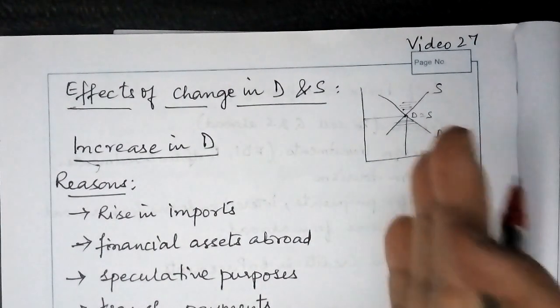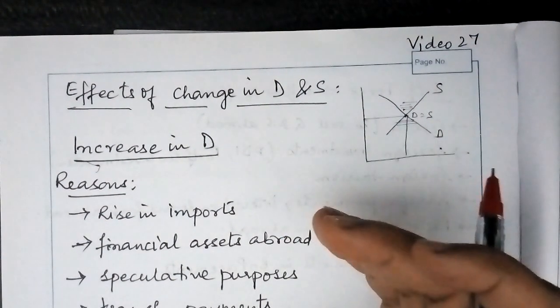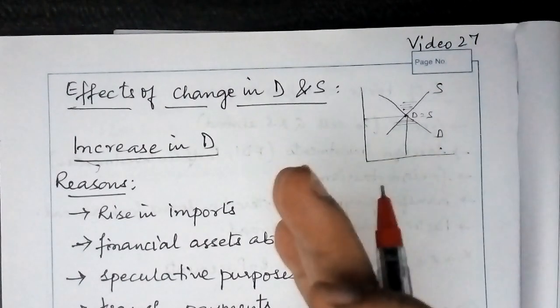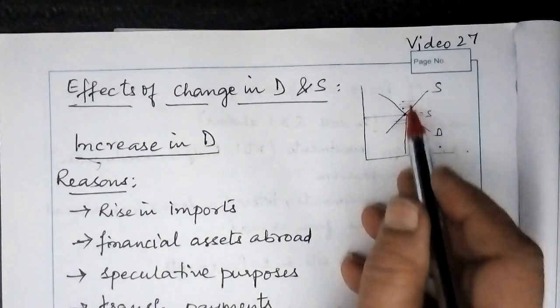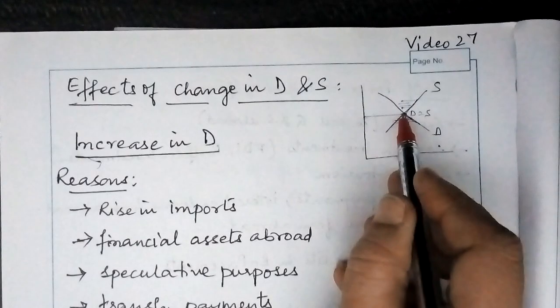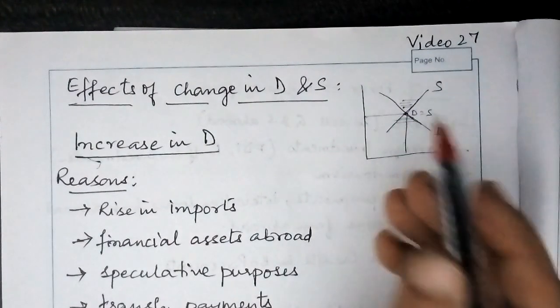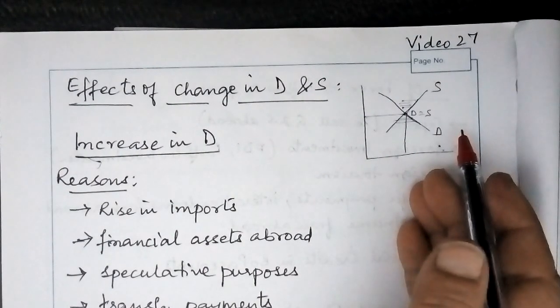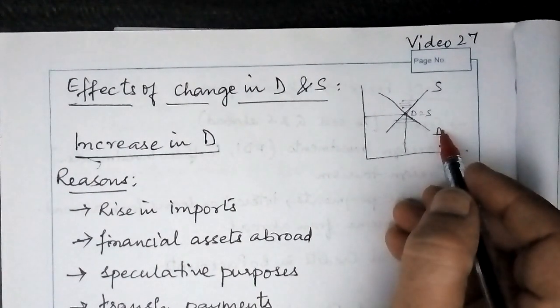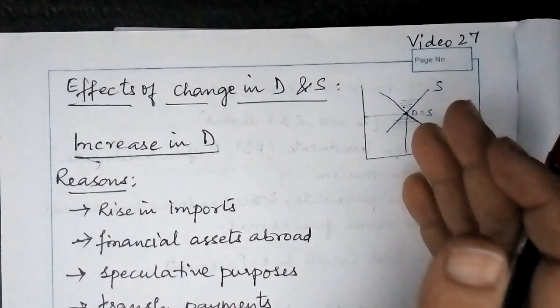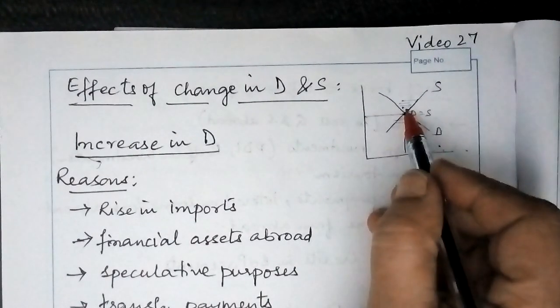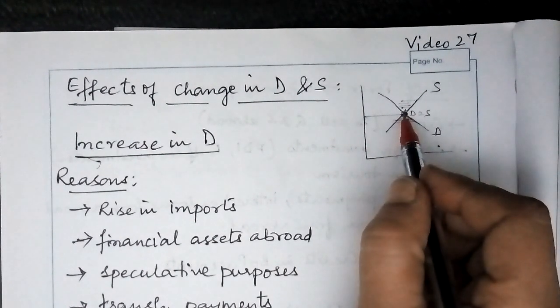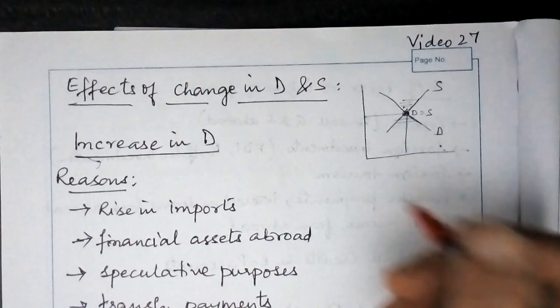Now, the pressure of this excess demand and supply in the market drives the exchange rate back to its equilibrium level. That is, the free play of forces of supply and demand would operate in such a manner that the equilibrium level of exchange rate is automatically restored.